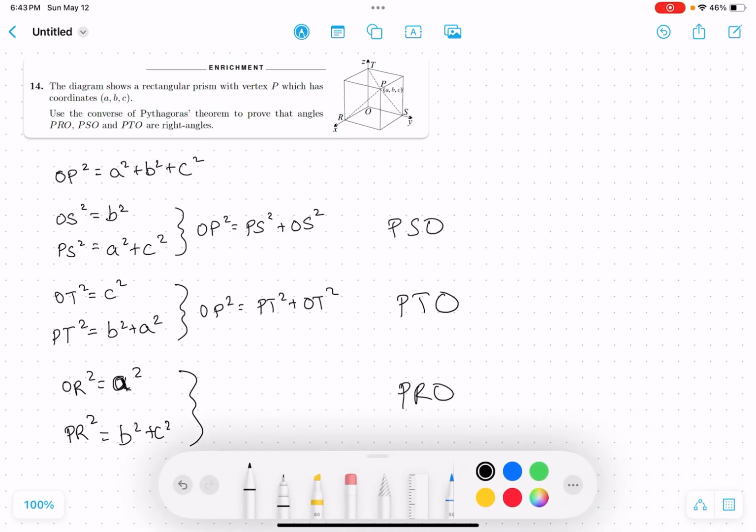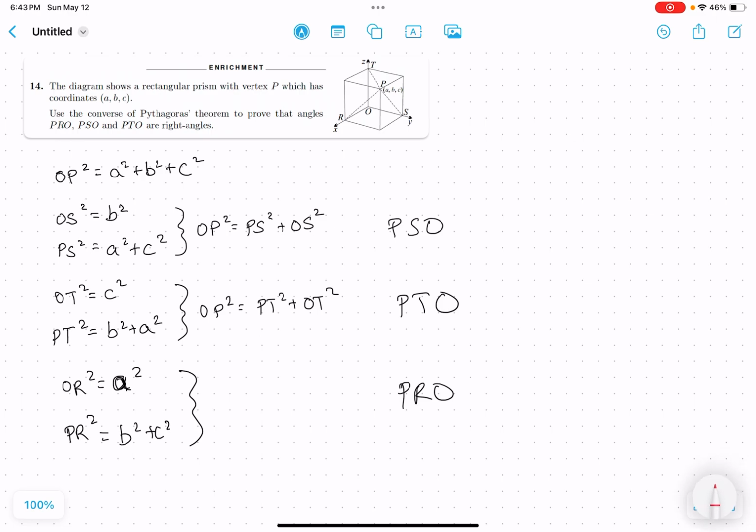So if we have a look at this triangle, first of all, you can use the fact that we've got the point P, and using vectors, the distance is the square root of a squared plus b squared plus c squared. Therefore, OP squared, if we square it all, equals a squared plus b squared plus c squared.